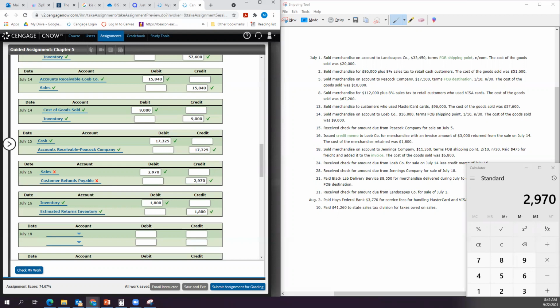So what we're dealing with here is we had a return, right? And so we need to return the money back to our customers. The customer hasn't paid us yet. So really, I think what we're going to do here is reduce our accounts receivable, right? So they don't have to pay us as much. And then up here, I think we're going to call this a customer refund payable.